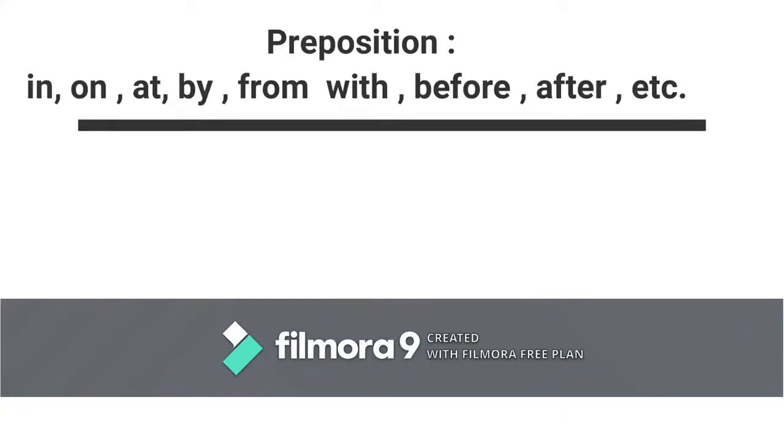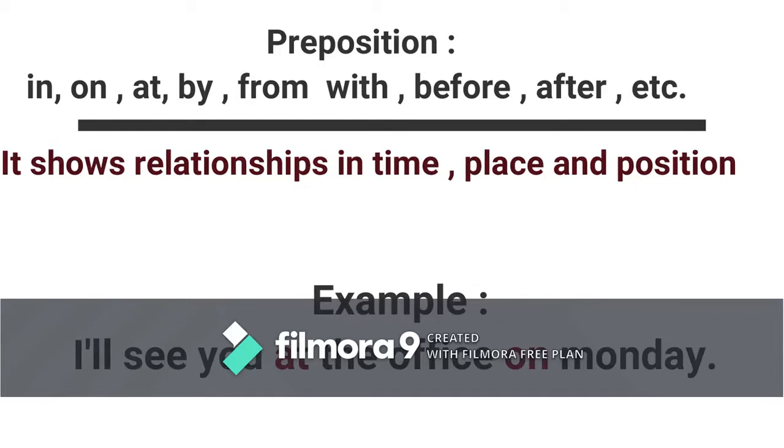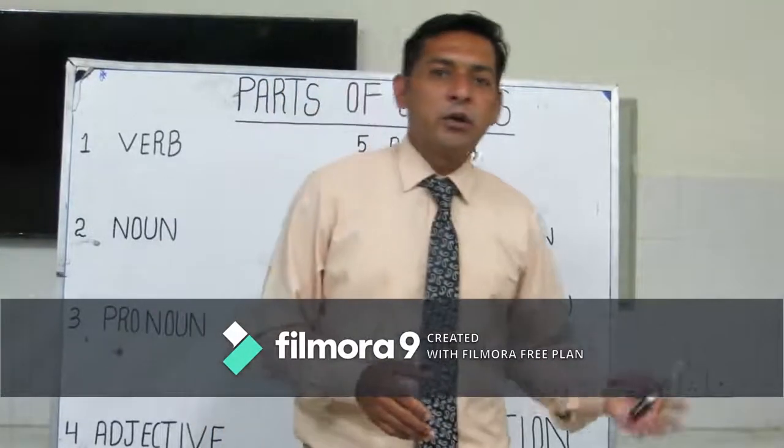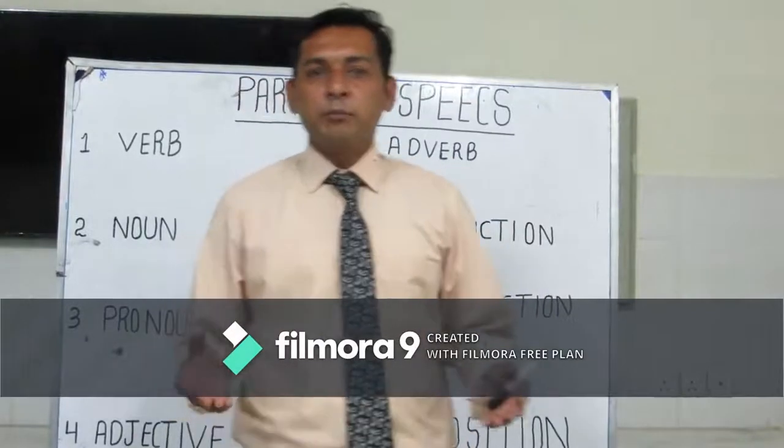There are two prepositions in this sentence. Can you identify which ones? The prepositions are at and on. The first preposition, at, shows us the place. Where? At the office. And the second preposition, on, shows us a time. When? Monday. So, I'll see you at the office on Monday. So that's what prepositions do. They help us to show relationships in time, place, and position.